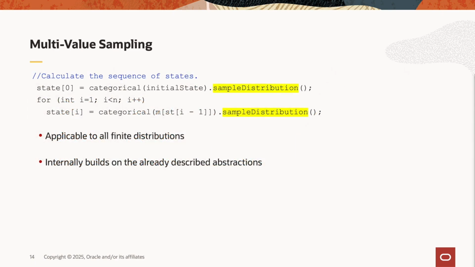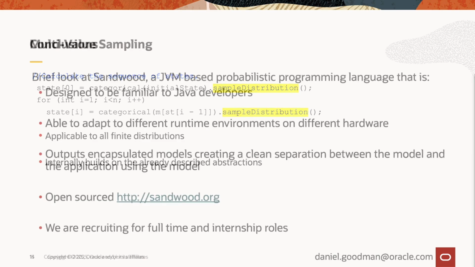So we've taken the code that we showed previously, and now we've just changed it so that we're sampling a distribution instead of sampling a single value. This is applicable to all finite distributions within the language. The handling of sampling distributions relies heavily on the ability to detect relationships between random variables and is included within the abstractions that mean that the users don't have to think about how all of this work is done. They just have to think about the inference algorithms they might want to write.